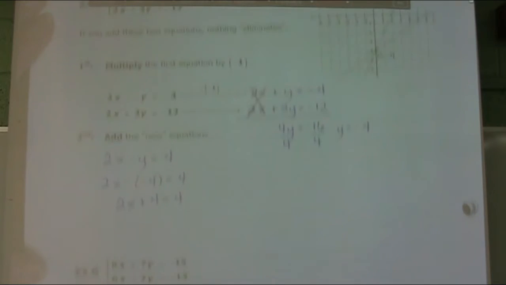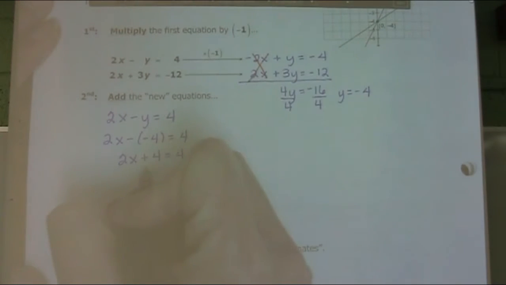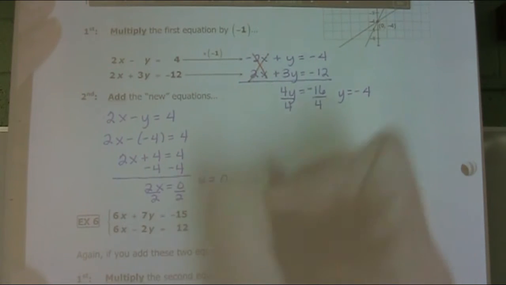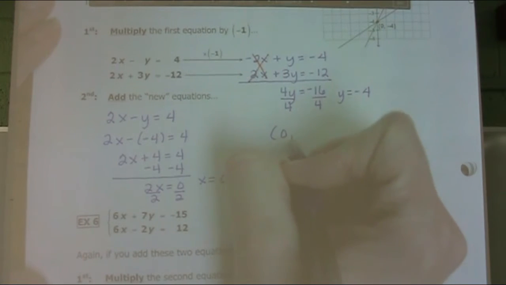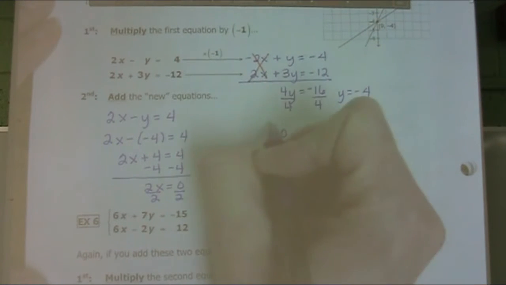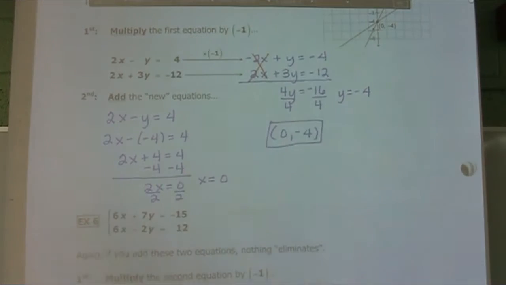And now I can solve that. Subtract 4 from both sides, and I have 2x equals 0. Divide both sides by 2, and it gives me x equals 0. So my solution is (0, negative 4), which is the point of intersection that happens to be in my graph.